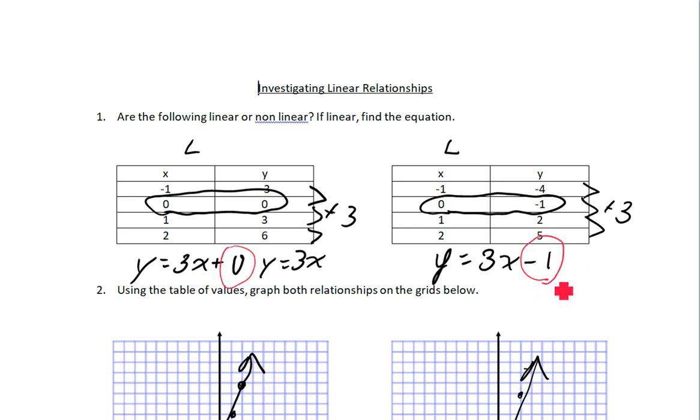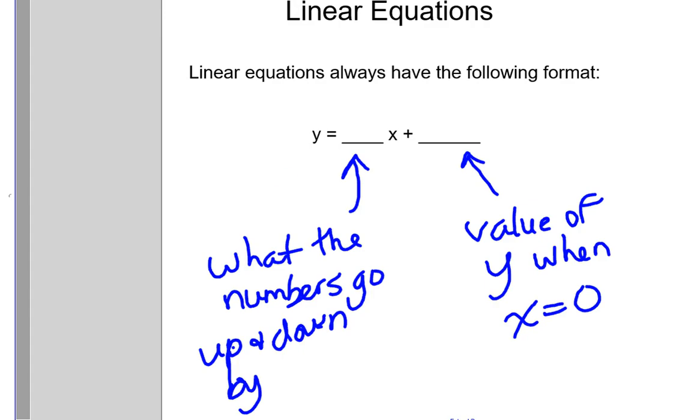So now we can actually add something to what we looked at previously. This is what the numbers go up or down by. This is the value of y when x is 0. Now we know that this is that fancy word called a y-intercept, where the graph crosses the y-axis.